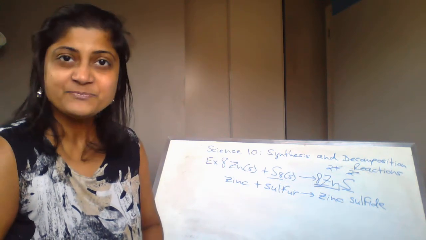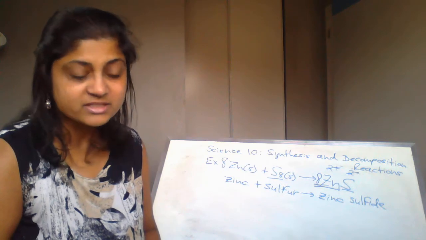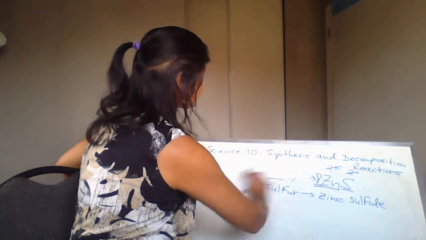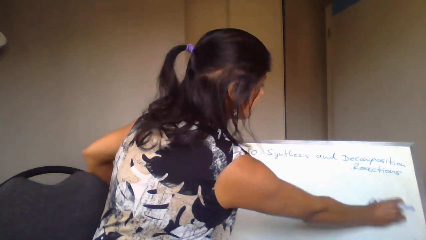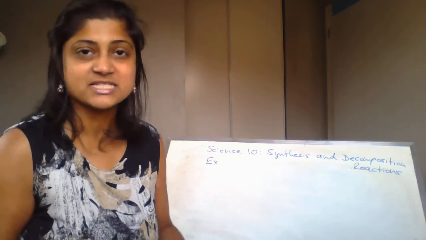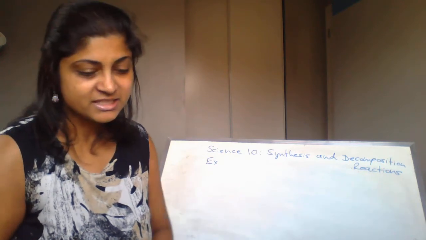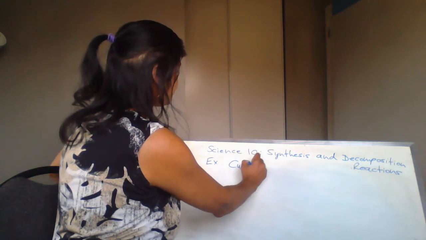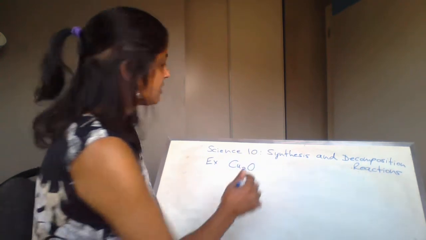So let's move on. Let's try a couple of examples for the decomposition reaction. Okay? So let's take this off. Alright, and again, we are going to try the word equation as well. So I'm going to pick some examples from this homework book. So let's try this one. So this is Cu2O, okay? And it's a solid.